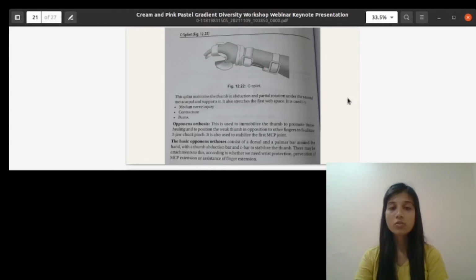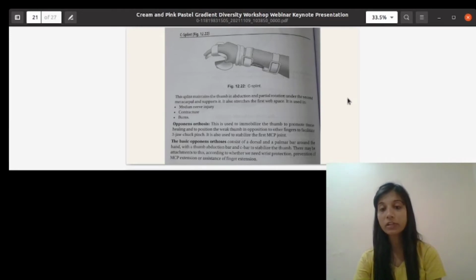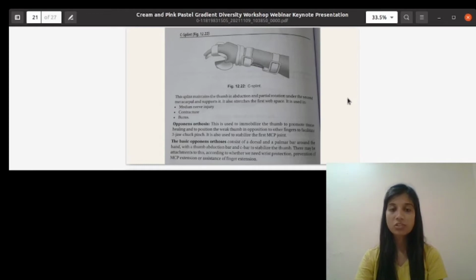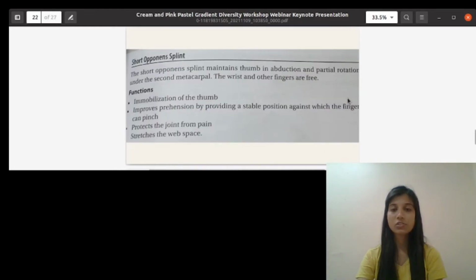Now the opponens orthosis. This is used to immobilize the thumb to promote tissue healing and to position the weak thumb in opposition to the other fingers to facilitate 3-jaw chuck pinch. It is also used to stabilize the first metacarpophalangeal joint. The basic opponens orthosis consists of a dorsal and a palmar bar around the hand, a wrist thumb abduction bar and a C bar to stabilize the thumb. There may be attachments to this according to whether we need wrist protection, prevention of MCP extension and assistance of finger extension.